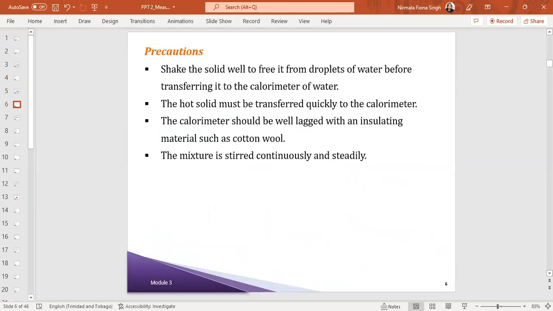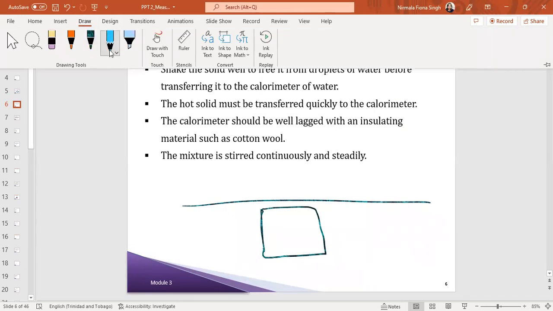All right, so moving on, precautions. You see this? Precautions. 1, shake the solid well to free it from droplets of water before transferring it to the calorimeter of water. Anybody want to guess why? That would add to the heat capacity. Yes, very good. Because you are now going to add to the mass of the water that we're not considering.